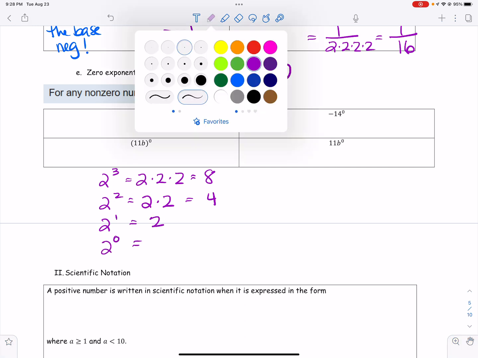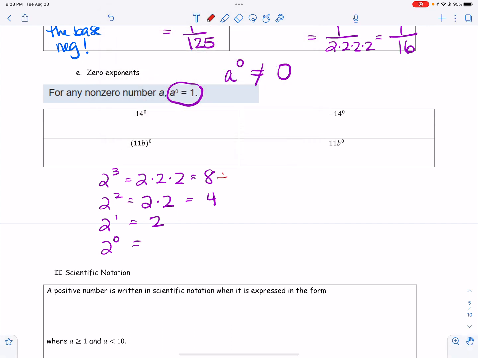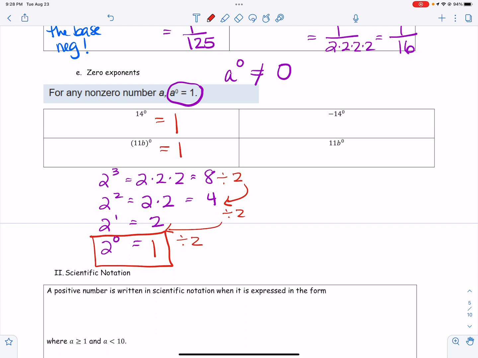And so if I look at this pattern, 8 divided by 2 gives me 4. 4 divided by 2 gives me 2. So 2 divided by 2 gives me 1. And that's why that works, okay? So 14 to the 0 power is 1. If I have an entire thing in parentheses to the 0 power, whether it's a number, whether it's a variable, that is going to equal 1.